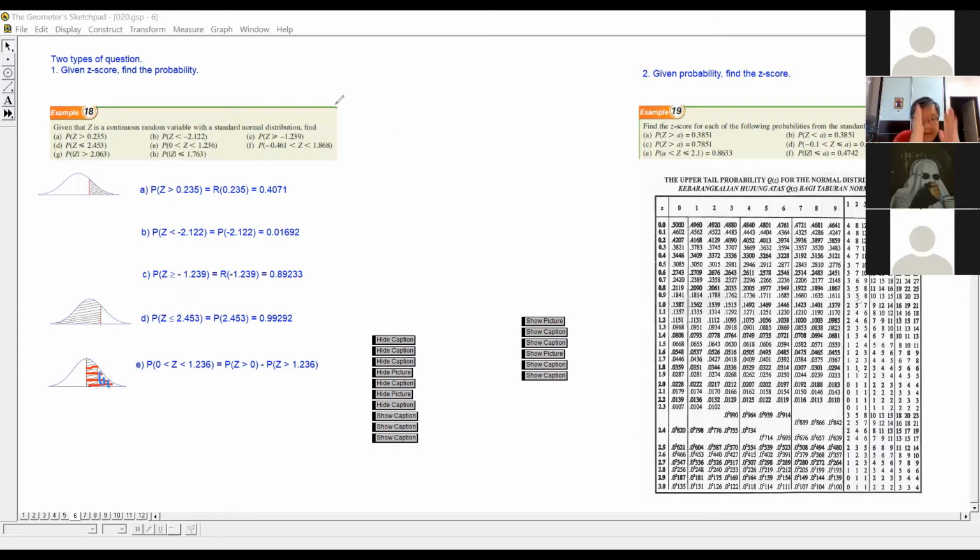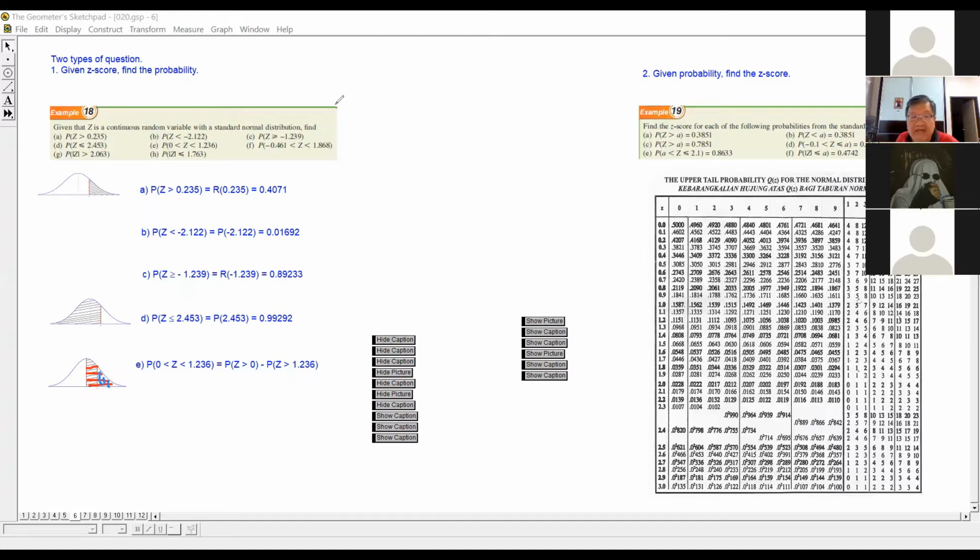How to find the center part? You use greater than 0 minus greater than 1.2. Or then you may ask me, can I use area less than 1.2 minus area less than 0? Can. So there are two ways of finding out the answer.